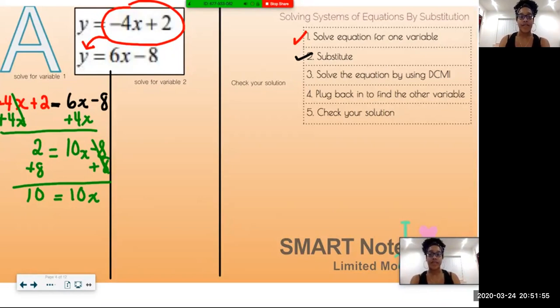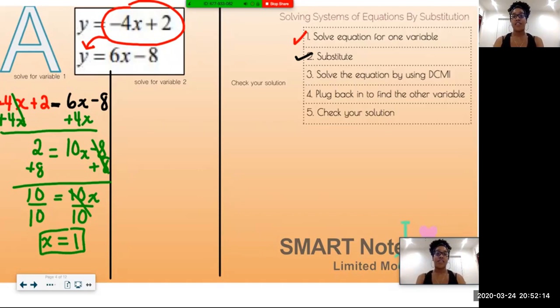Again, I'm trying to get x by itself. So I'm going to divide by 10 on both sides because this is 10 times x. So the inverse operation is dividing by 10. And I'm left with x equals 1.